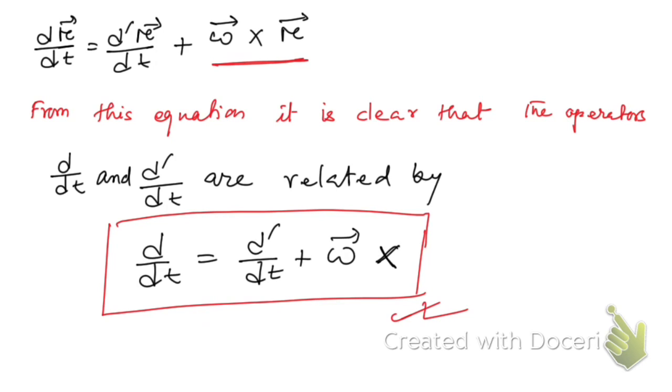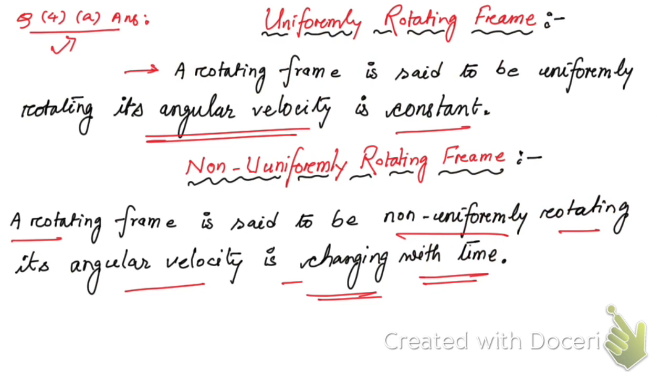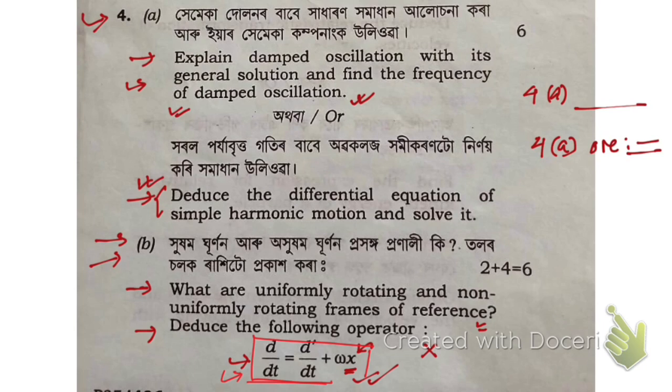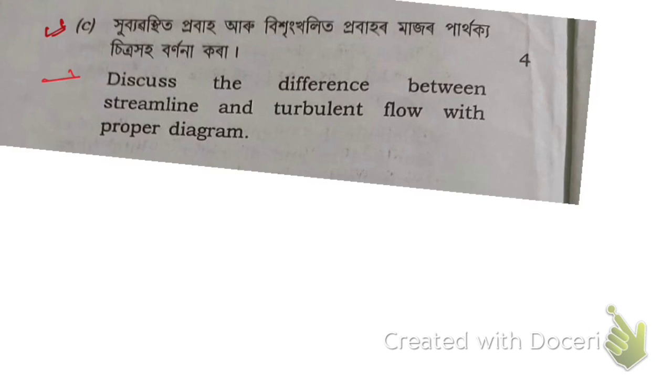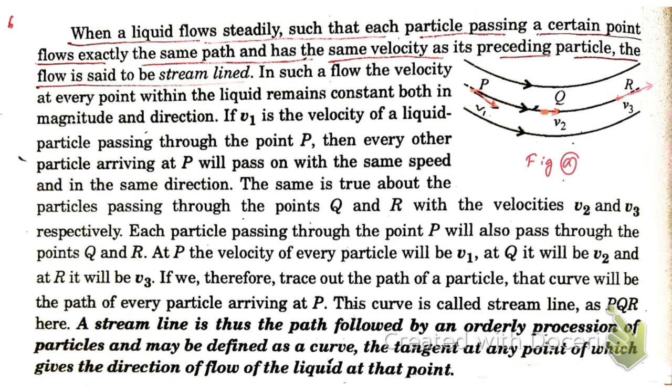So now let's move on to the next question. So what is the next question? Next question is this: discuss the difference between the streamline and turbulent flow with proper diagram. Okay, so this is question number 4C. Let me answer this question as well. So here is the answer, there are 2 pages. Okay, here is the answer to question number 4C.